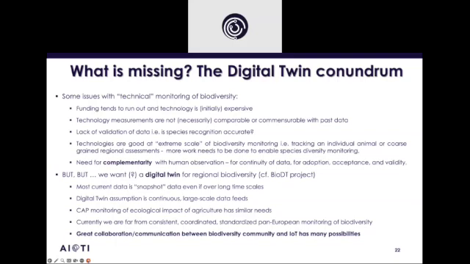And a lot more work needs to be done in the middle range of being able to actually monitor a landscape and say, here is the variety and the activity of a whole range of species, whether it's animals, whether it's plants, whether it's fungi, and we haven't even reached the topic of how to use IoT with fungi. There is a need for complementarity with human observation, for continuity of data, for adoption, acceptance, and validity.